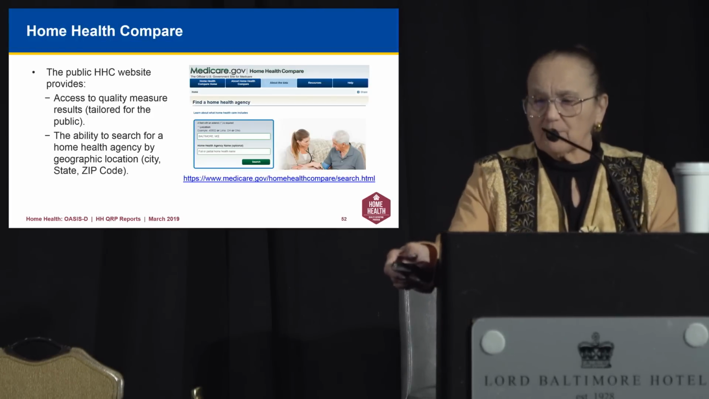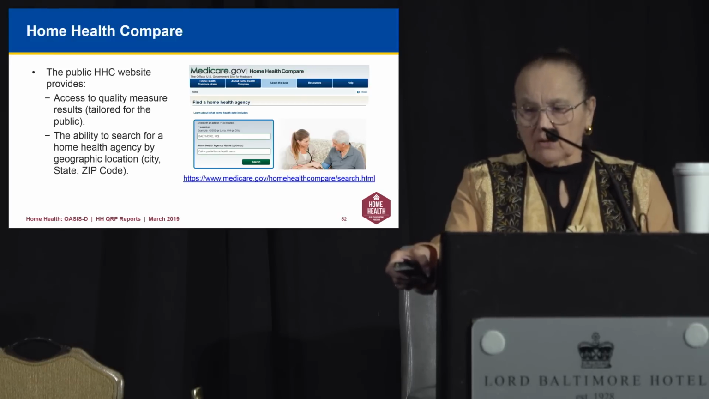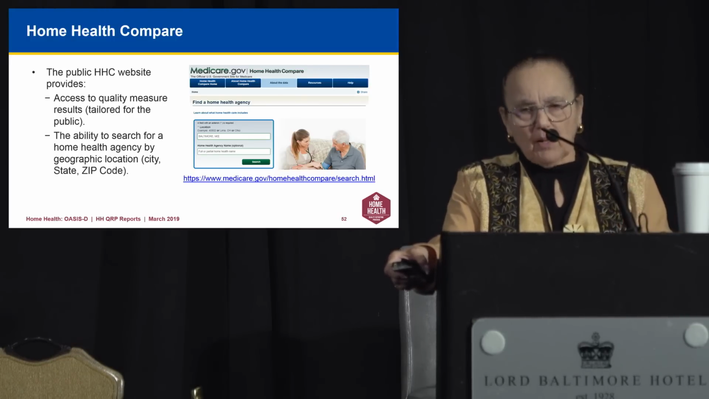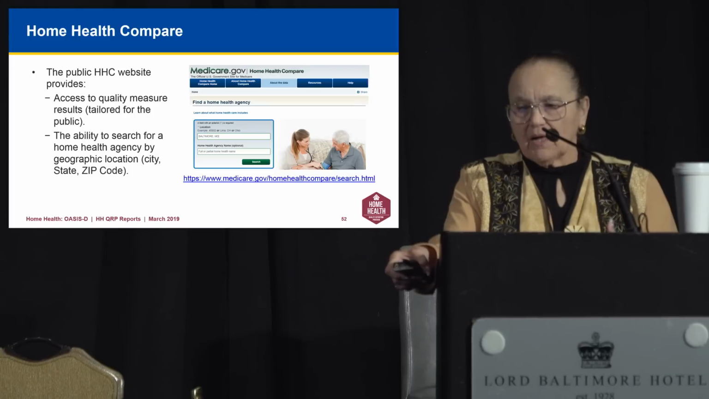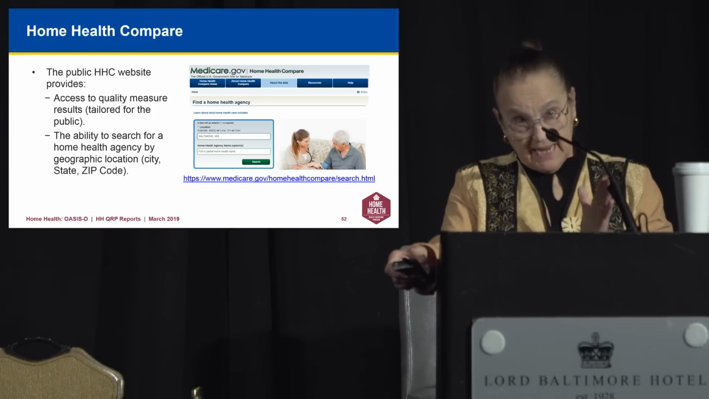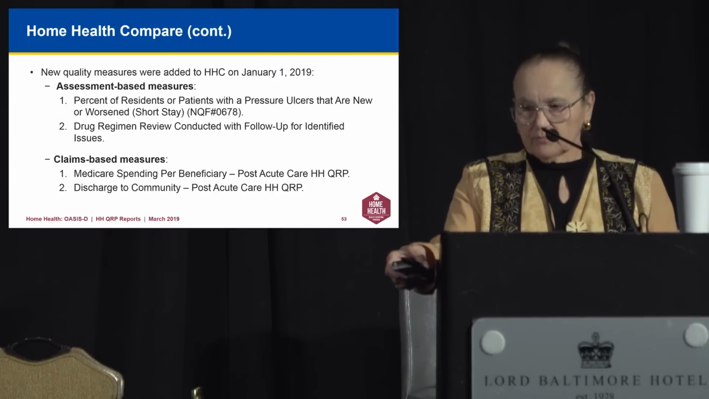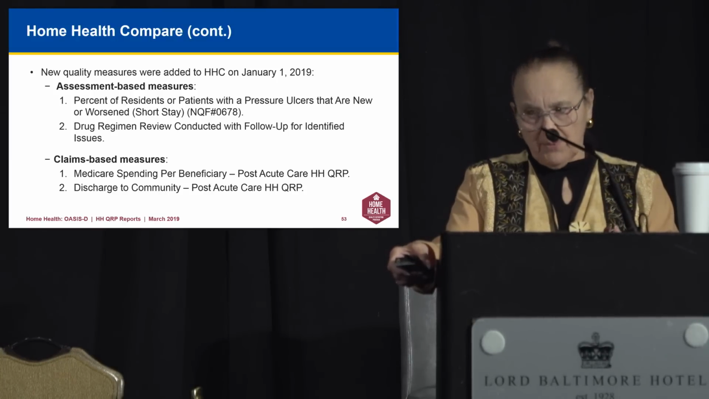So the Home Health Compare website provides access to quality measure results tailored for public consumption, with the ability to search for a home care agency by geographical location: city, state, and zip code. The new quality measures were added to Home Health Compare on January 1st, 2019.